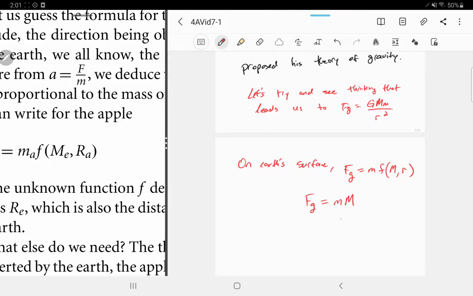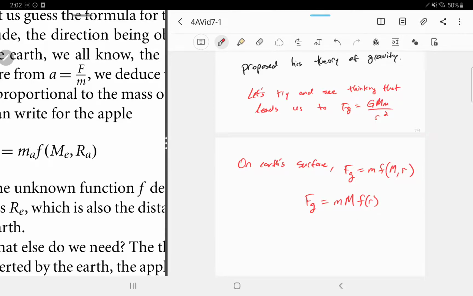Now, I might label them M1 and M2, but I'm emphasizing that lowercase m is the thing other than the Earth, and capital M is the Earth. So I'm kind of hinting that one is maybe a lot bigger than the other one, but not necessarily. And then this is going to depend on some function of lowercase r.